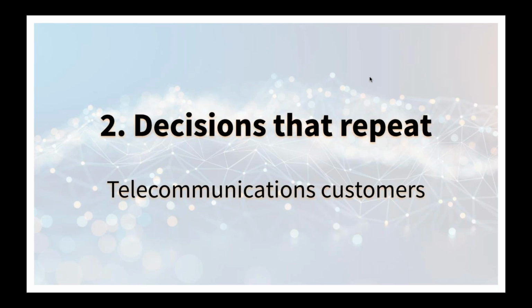So the second type of decision category are decisions that repeat. Essentially, data is used here to identify a common pattern, and then that pattern is used to make strategic decisions time and time again. The example of this kind of decision making is from a telecommunications company that's trying to retain customers.